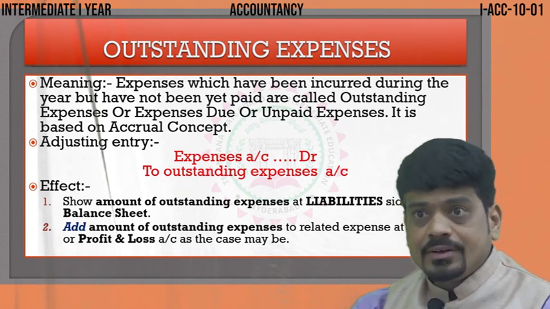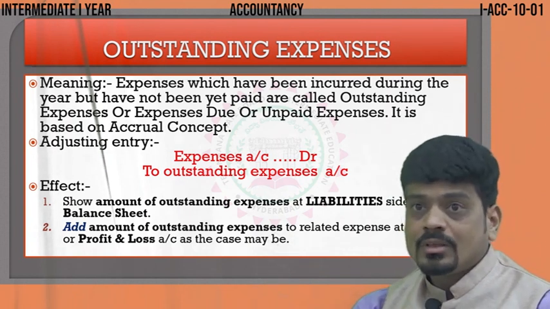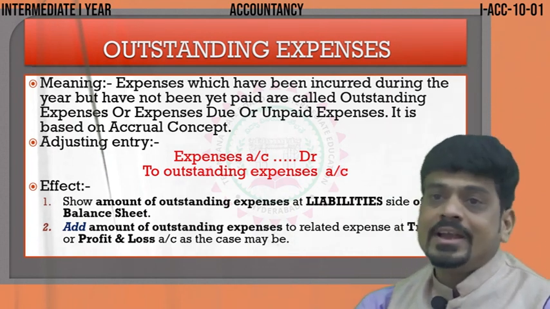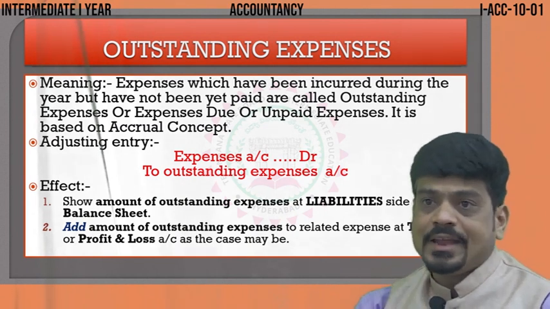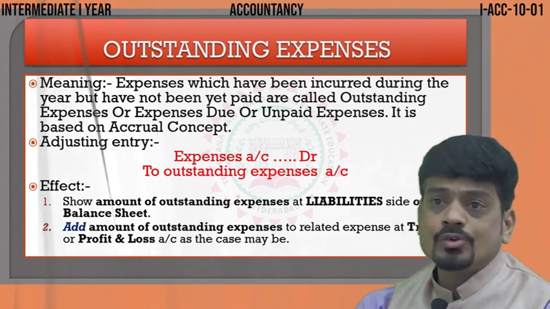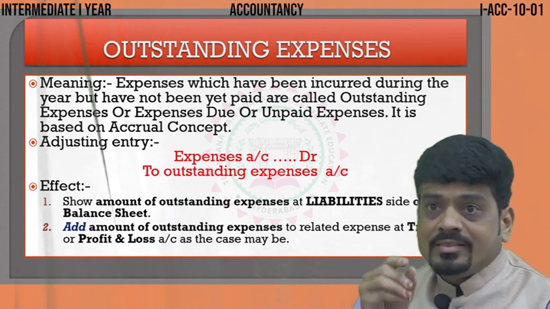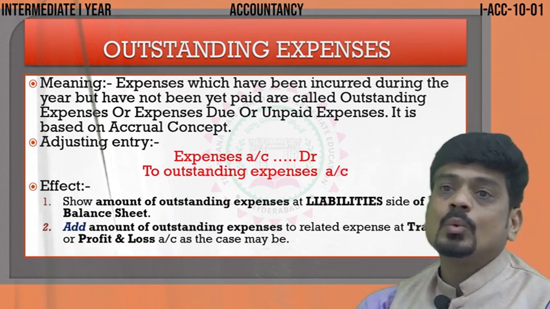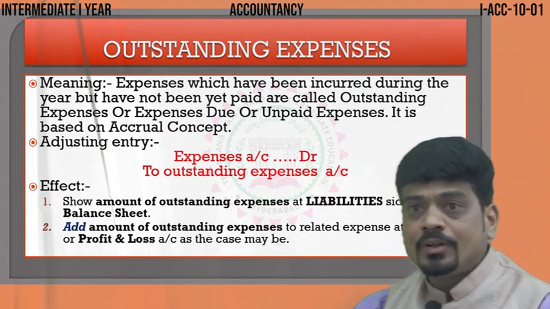Like that rent, in the sense, any expense which we have not paid is called outstanding expense. One single word, expense not paid, are called outstanding expense, which are also called unpaid expense or expense due. And these are accounted on accrual basis of accounting. What is the journal entry for this?